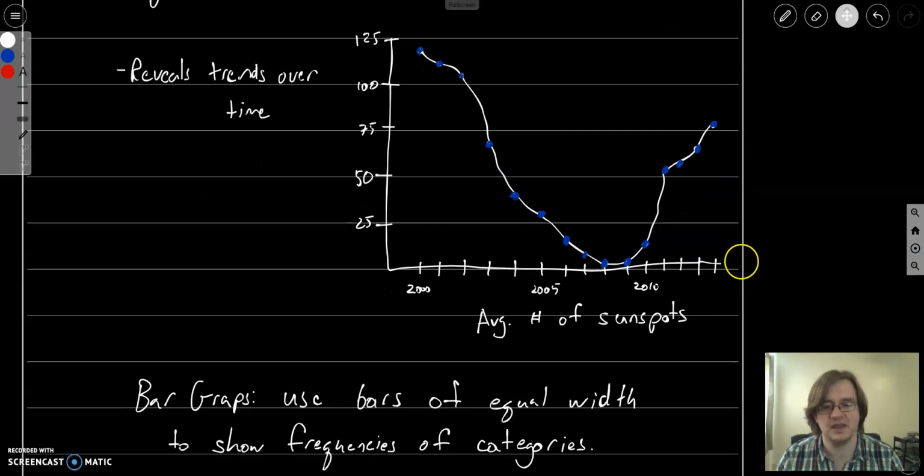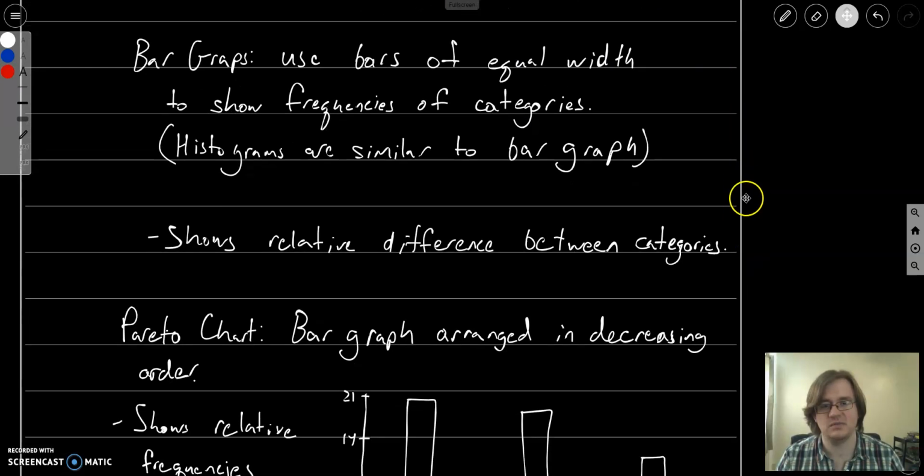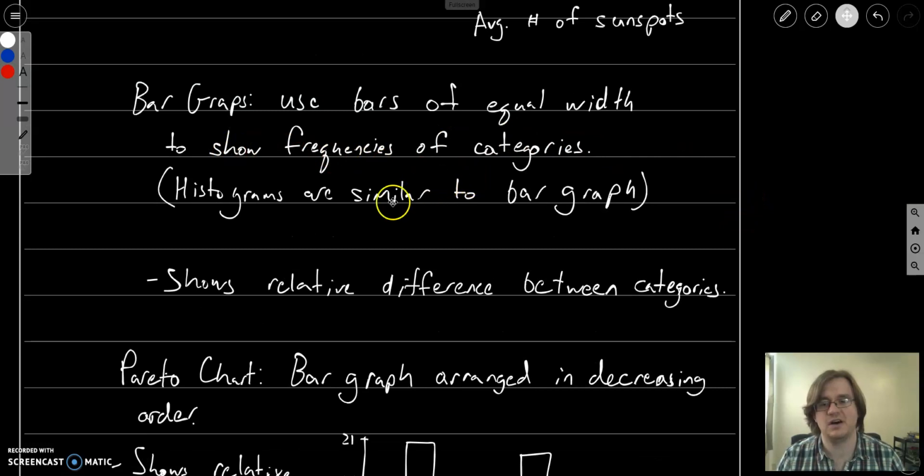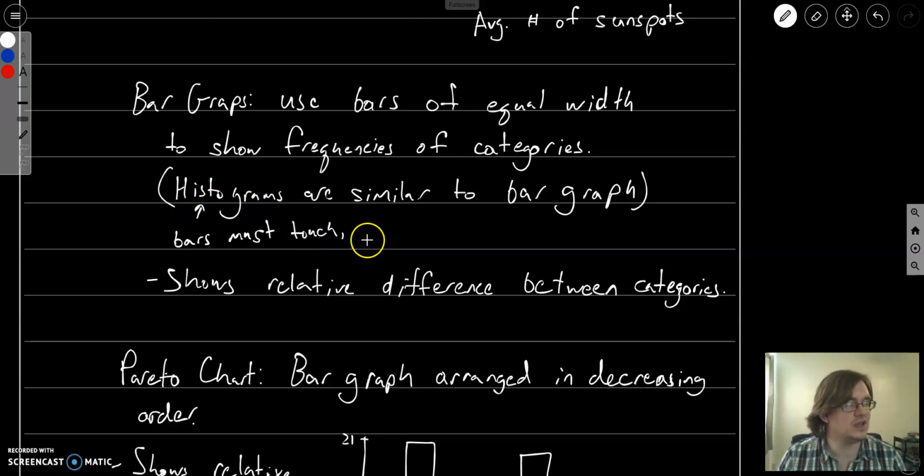The next one are bar graphs. And bar graphs are very similar to histograms, where you use a bar to represent how many things belong to a particular category. Bar graphs, bar charts, and histograms are not quite the same thing. In histograms, the bars must touch, whereas in a bar graph, they don't have to, but they can. And normally with a histogram, the categories that things belong to are in fact ranges.